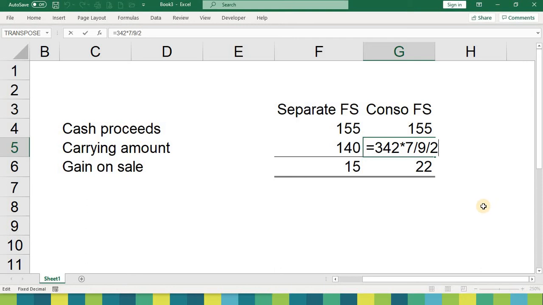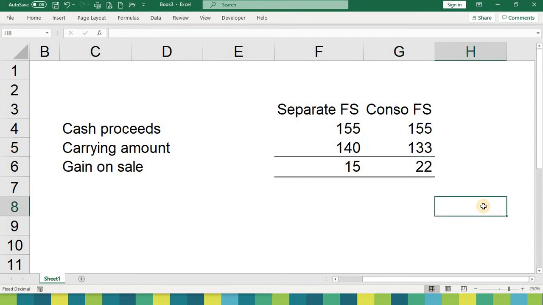So which means that the carrying amount of the half of the equipment for consolidation purposes is 133 pesos. So 155 less 133 is 22 pesos. So for consolidation purposes, the gain on sale is 22 pesos.